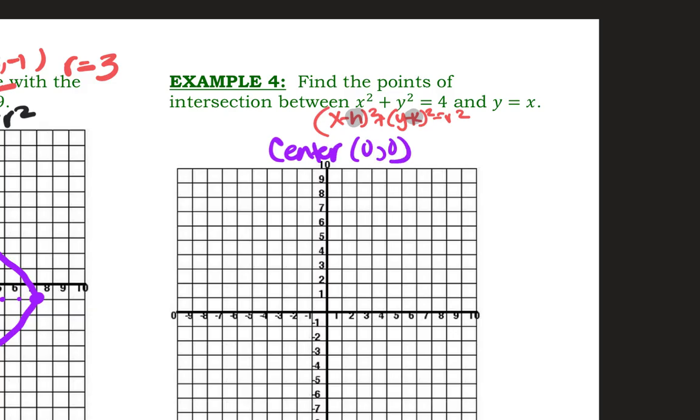What would the radius be? 2, because you have to square root that last number. Your radius is 2. All right, so go ahead and graph that one at 0, 0. And then let's do 2 up, 2 down, 2 left, 2 right.